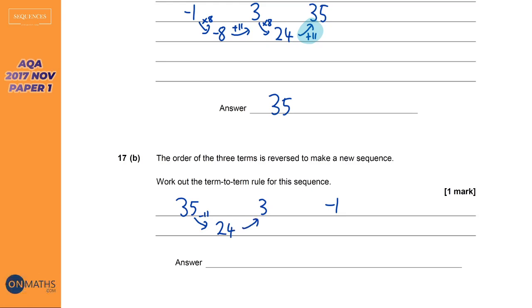And then this bit here is equivalent to this bit, because we're working backwards. So what's the opposite of times 8? Well, it would be divided by 8. So 24 divided by 8 is 3.